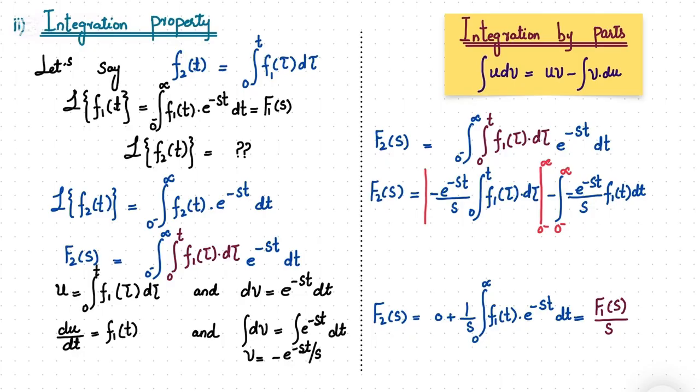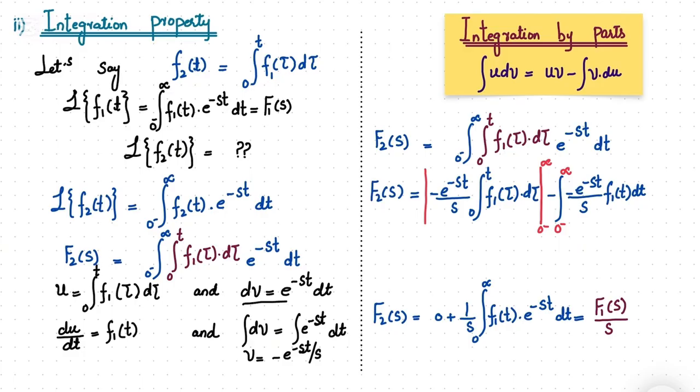So we can identify our u and v functions from here. The u function is taken as this function, whereas dv is taken as e raised to power minus st dt. Based on this u and dv, we can take the derivative of u and the integral of dv so that we can calculate the values of the required parameters. So du over dt is equal to, because we have an integral on the right hand side, when we take the derivative the integral is cancelled out and the result would be f1 of t only.